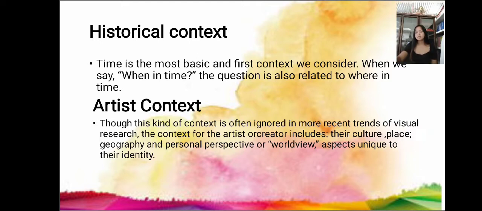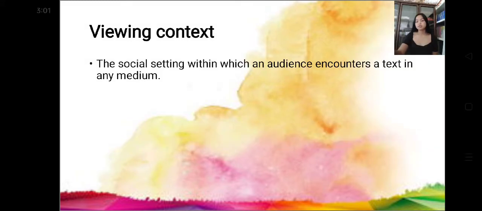Artist context. This kind of context is often ignored in more recent trends of visual research. The context for the artist or creator includes their culture, place, geography, and personal perspective or worldview, aspects unique to their identity. Viewing context: the social setting within which an audience encounters a text in any medium.